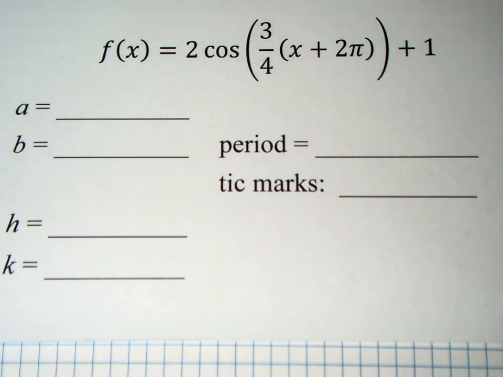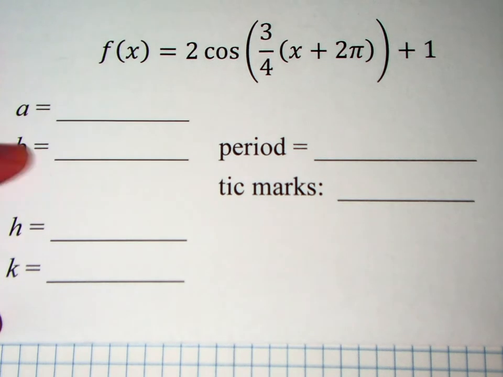So again, if you're not comfortable with the different vocabulary and with the amplitude, period, and the different shifting, or with just the process of graphing a sine function, make sure and take a look at that first before we take a look at this video. But we're going to move on here and take a look at this function. So I've got 2 cosine of 3 over 4 x plus 2 pi, plus 1.